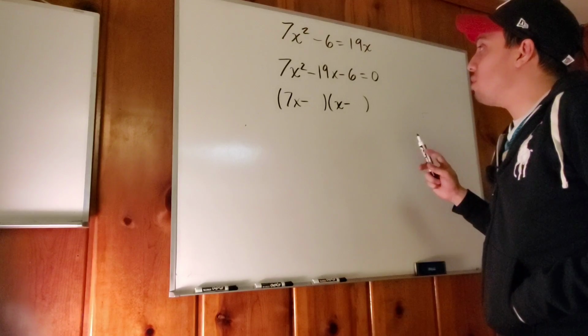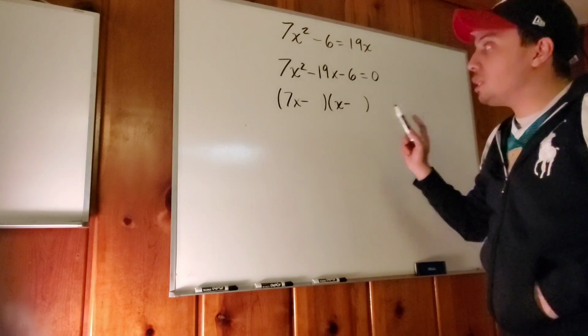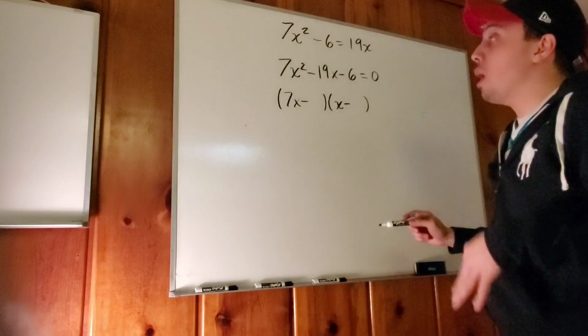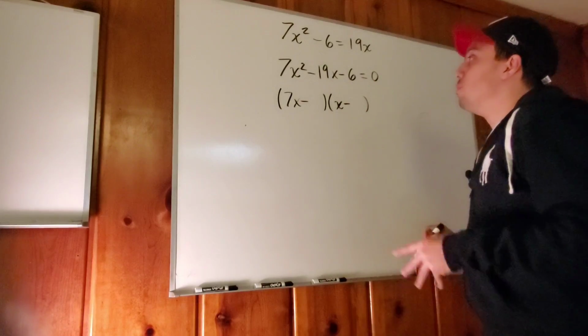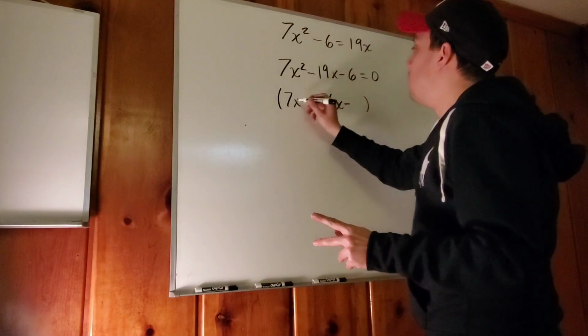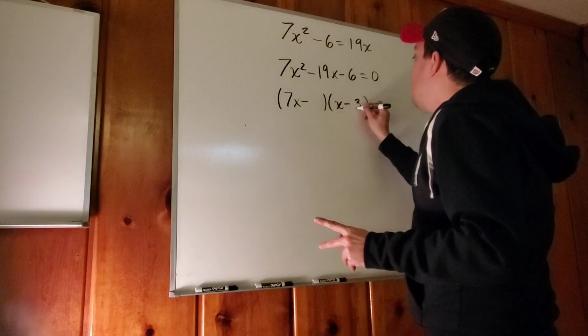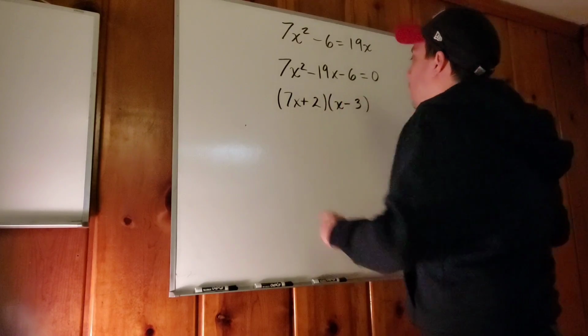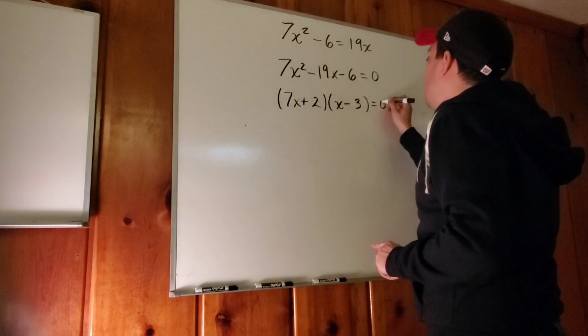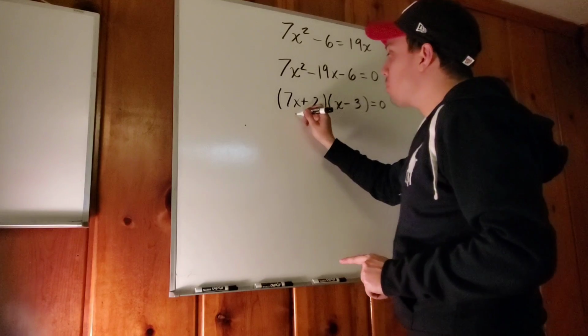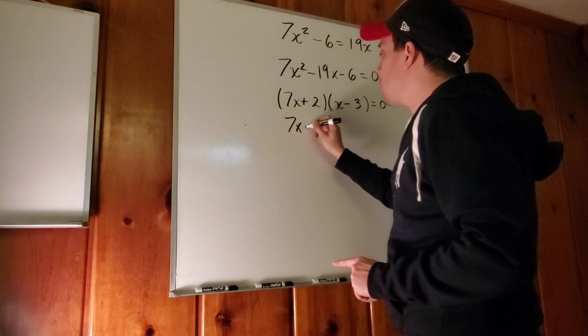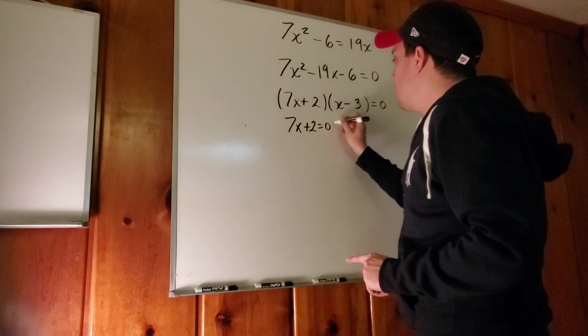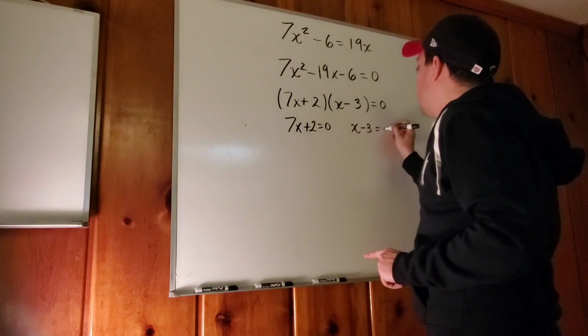14 plus 3 is 17, so that's not it. But 7 times 3 is 21, minus 2 is 19. So what we're going to do is 7x minus 3 plus 2, and that would be what we have to factor there. And so then it's going to be 7x plus 2 equals 0 and x minus 3 equals 0.